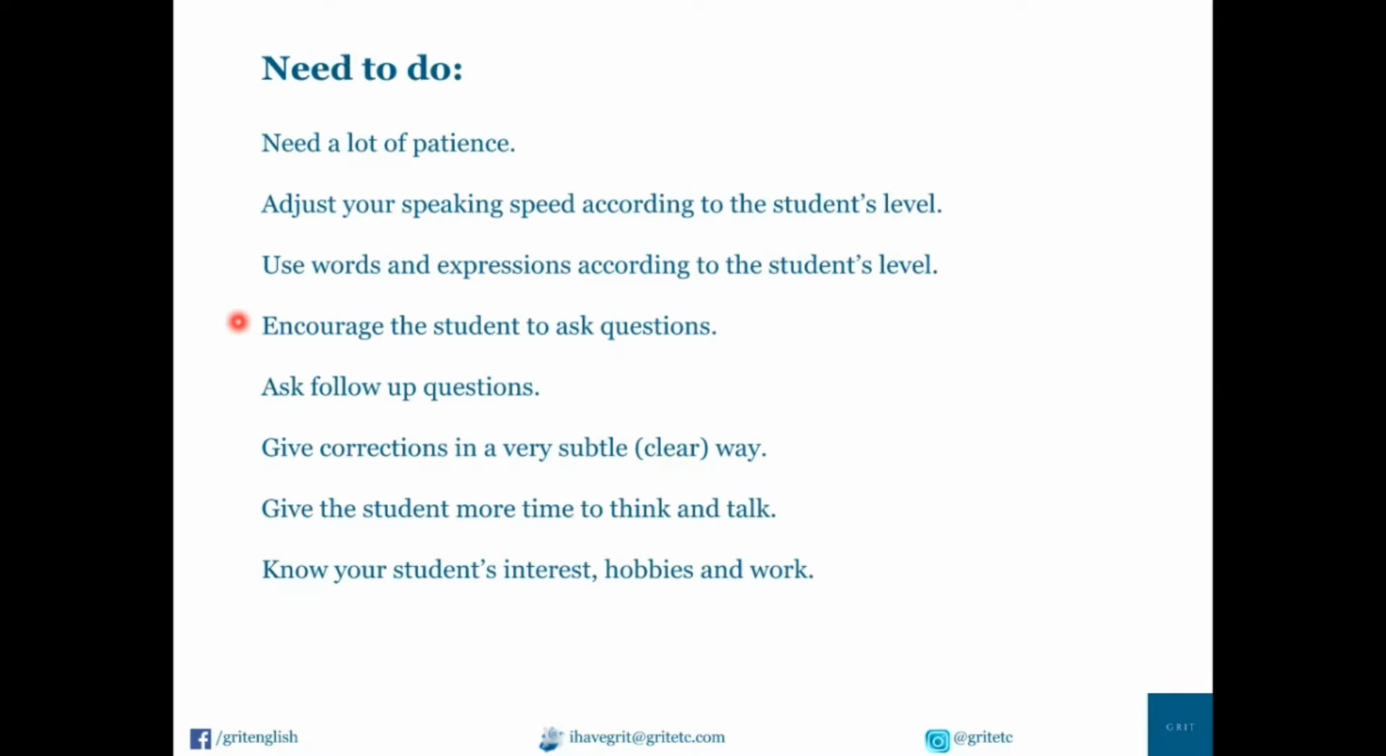They will say, can you say that word again? Or can you write that word for me? Okay. So even just simple questions like that, I would really appreciate it, because once they ask questions, meaning there is learning in class. And next is ask follow-up questions.